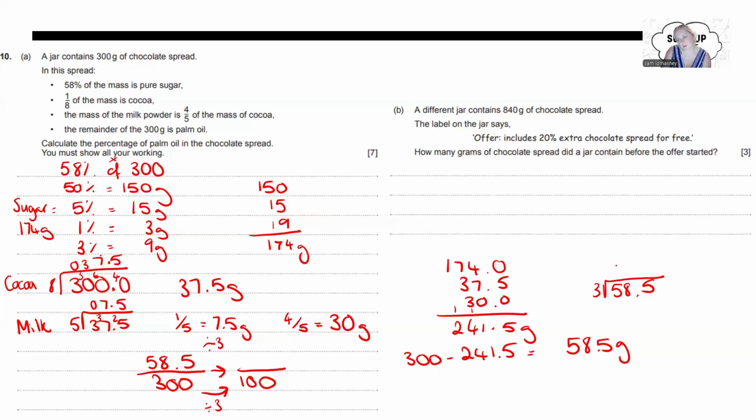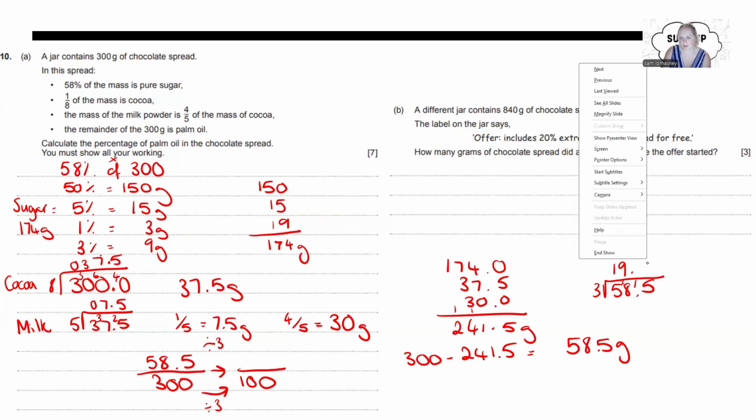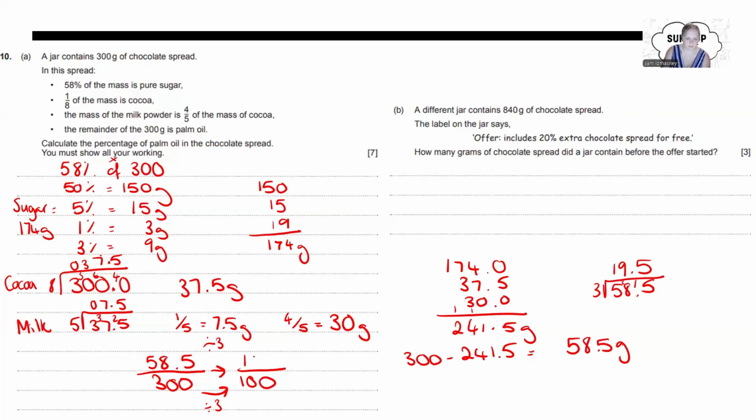58.5 divided by 3 goes in once, carried 2 over. 28 goes in 9 times. There was 1 left over. And wow, won't let me write the 5 there. There you go, 19.5. So 19.5%. There you go. Because if it's over 100, we can just say per 100.